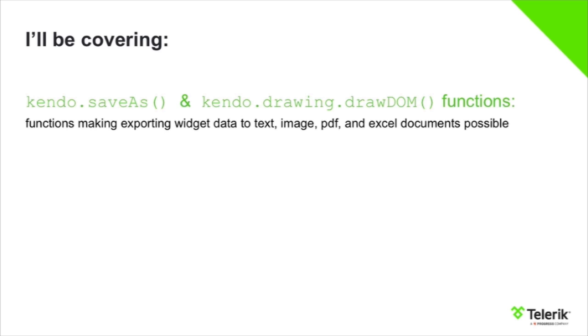Now, given that exporting data from widgets in the form of an image, PDF, or Excel document was introduced in the last webinar, I'm almost positive you guys get the concept of exporting data from widgets. So I'd like to spend half of the time I have today showcasing the two lower level export functions, save as and draw DOM, that make exporting data from a widget possible.